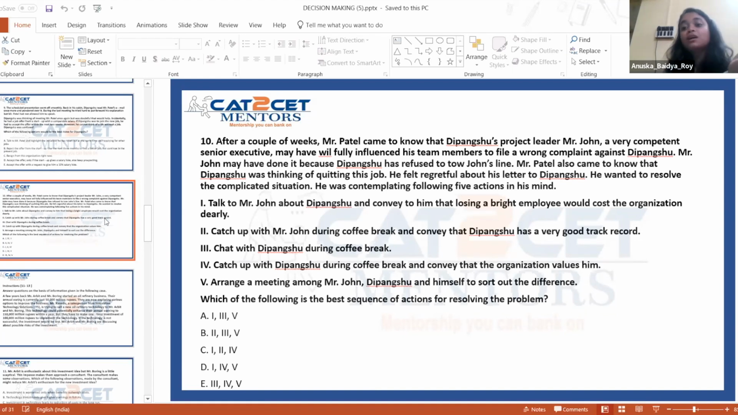John's line means he did not follow the rules set by John. Okay, so Mr. Patel also came to know that Dipanshu was thinking of quitting his job. He felt regretful about his letter to Dipanshu. He wanted to resolve the complicated situation. He was contemplating the 5 following actions in his mind.